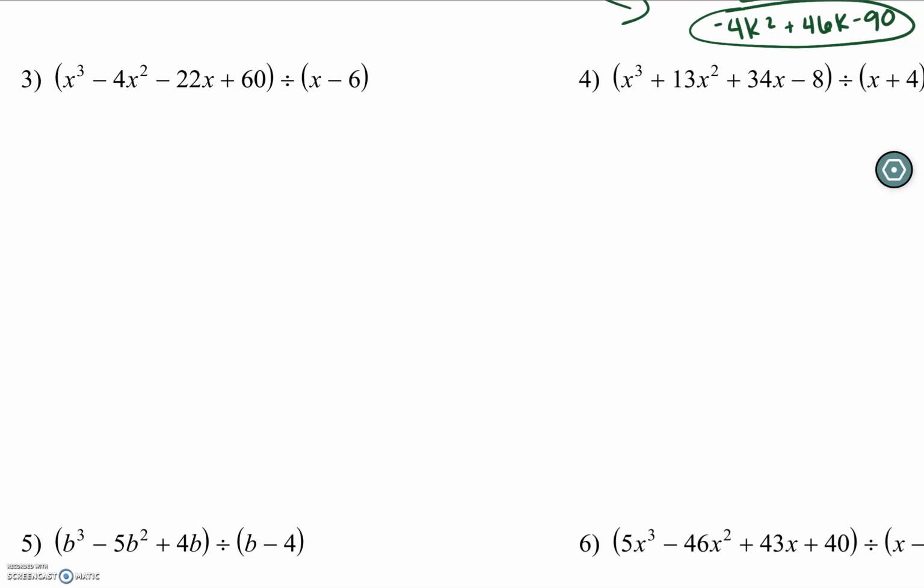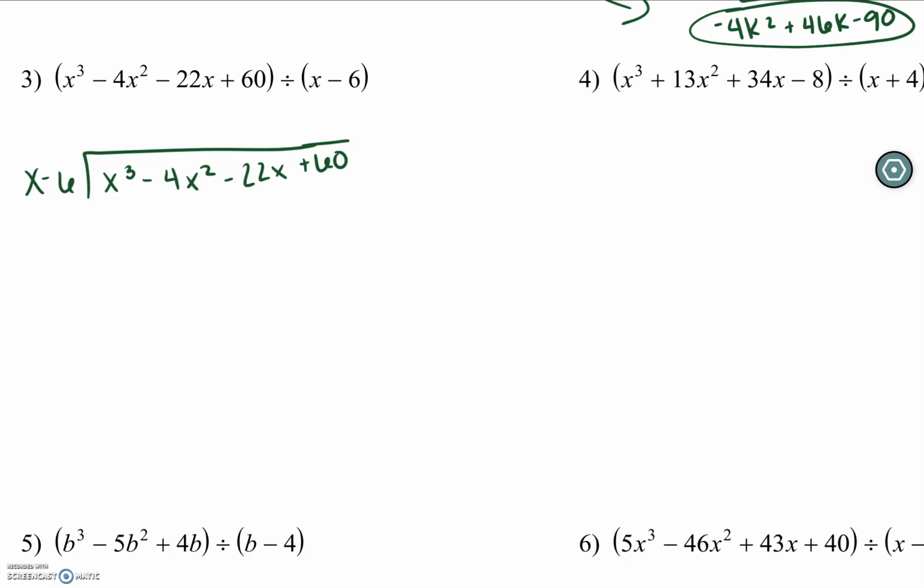So number 3 here, we have x cubed minus 4x squared minus 22x plus 60 divided by x minus 6. So we're going to have x minus 6 on the outside and x cubed minus 4x squared minus 22x plus 60. So again, x minus 6 cannot go into a single term because it is a binomial. It cannot be divided into a monomial. So we're extending out here.